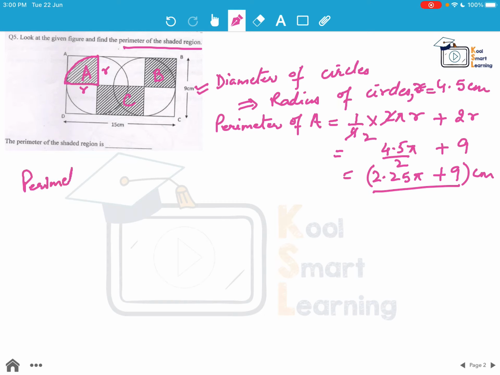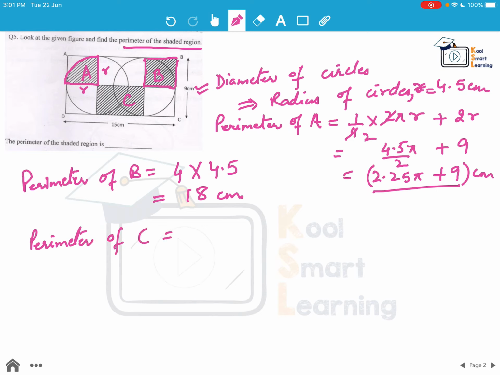Now what is the perimeter of B? Perimeter of B is the sum of these four sides of the square. The side of the square is nothing but the radius of the circle, which is 4.5 centimeter. So the perimeter of B is 4 into 4.5, which becomes 18 centimeter. And then comes the perimeter of C. Now for C, the width of C is nothing but 4.5 centimeter, which is the radius of the circle.